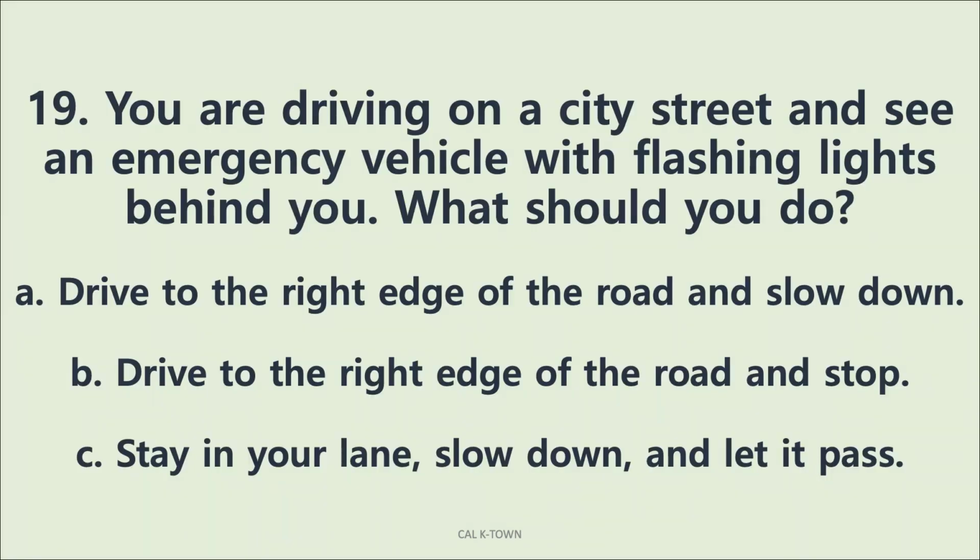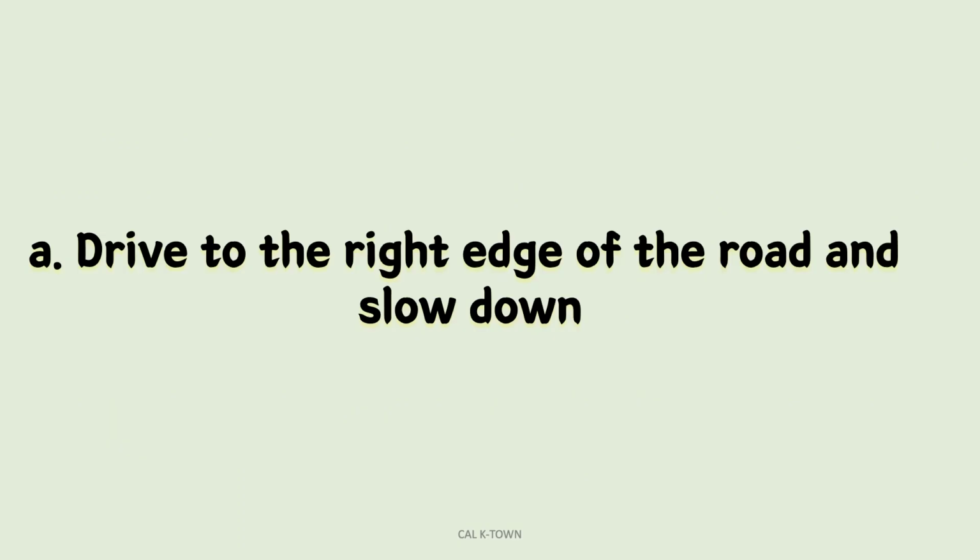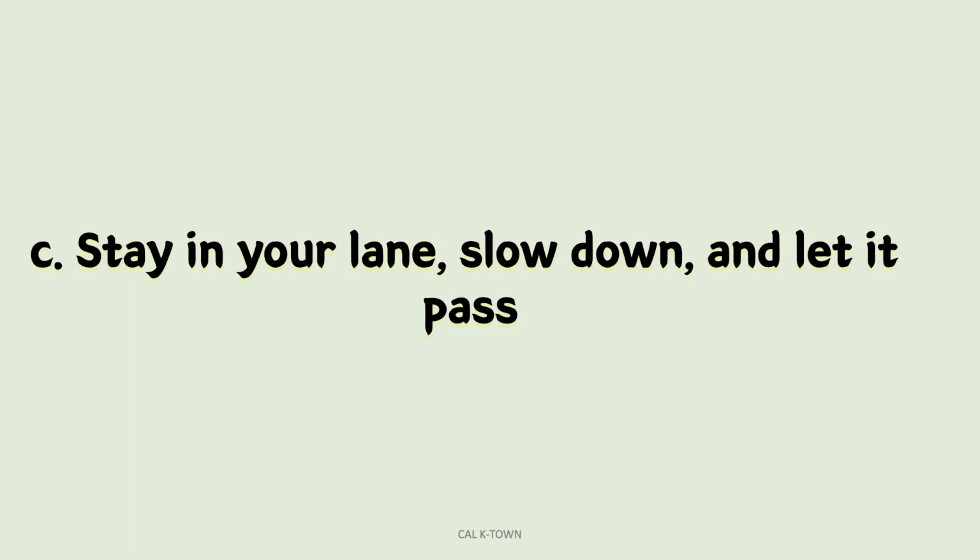19. You are driving on a city street and see an emergency vehicle with flashing lights behind you. What should you do? A. Drive to the right edge of the road and slow down. B. Drive to the right edge of the road and stop. C. Stay in your lane, slow down, and let it pass.